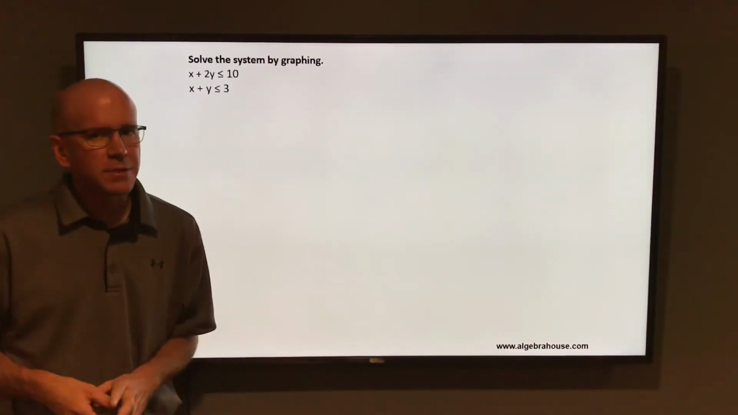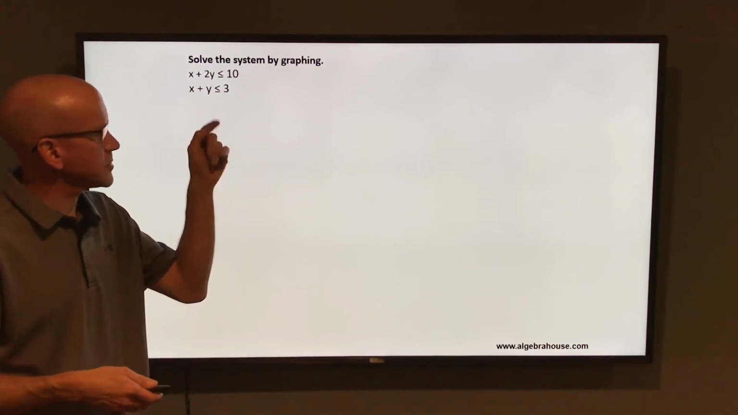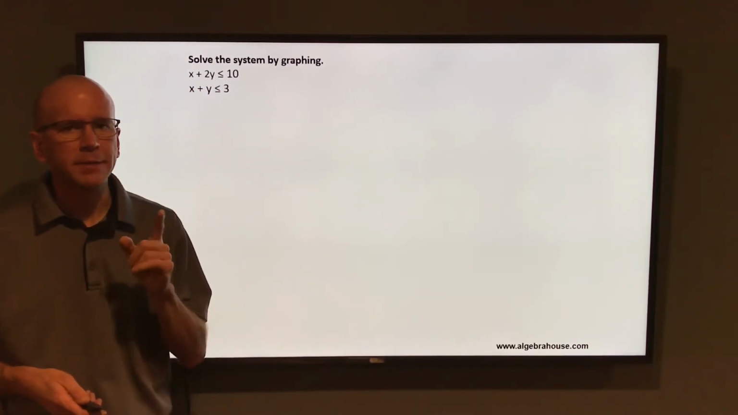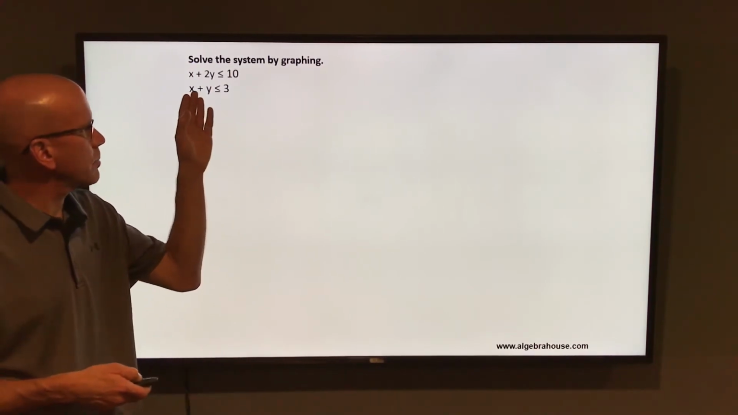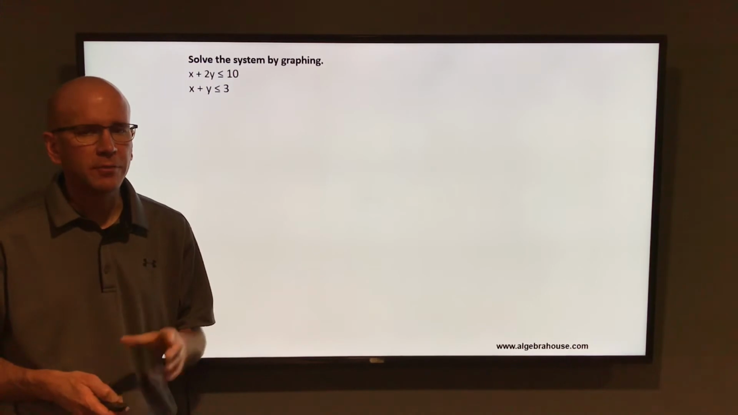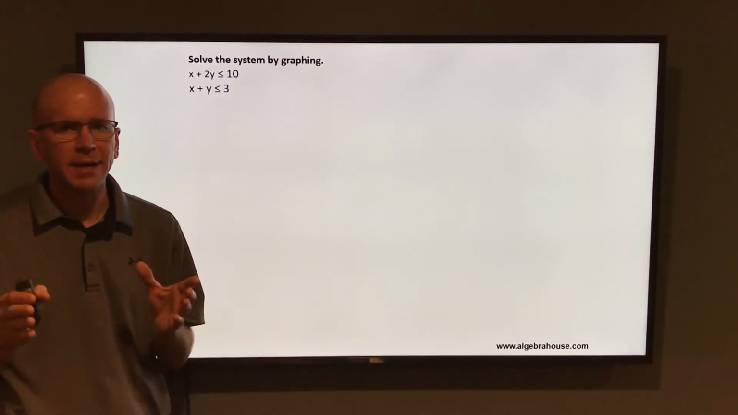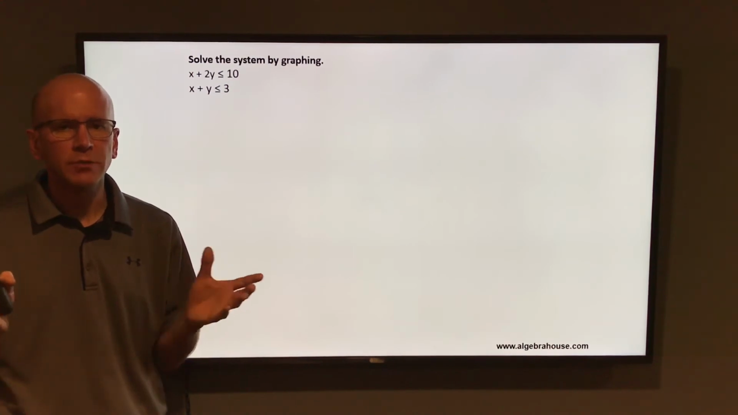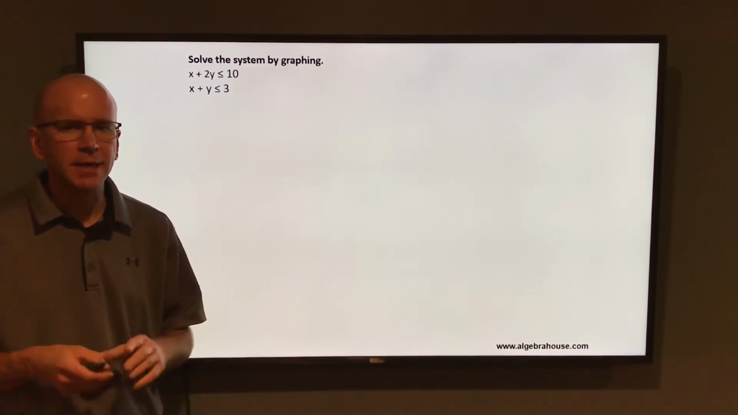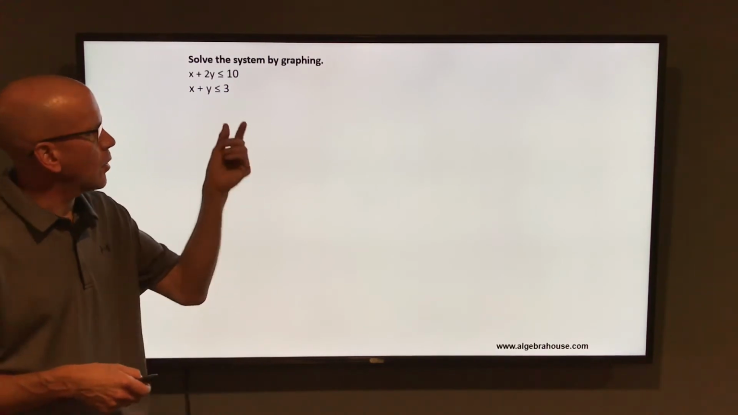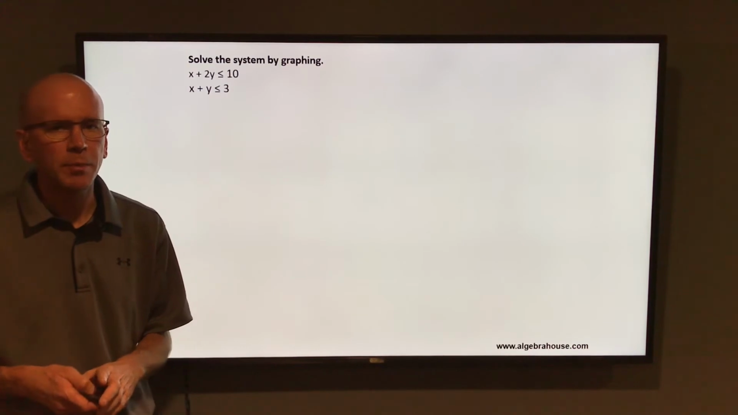I'm going to graph this system of inequalities. x plus 2y is less than or equal to 10, and x plus y is less than or equal to 3. But they're not in slope-intercept form quite yet, so you have to get them in slope-intercept form in order to graph those. And watch your inequality sign, because whenever you multiply or divide by a negative number, you change or flip the inequality sign. So as far as the shading goes, sometimes that sign will change. So don't decide on which way to shade until the inequality is in slope-intercept form.